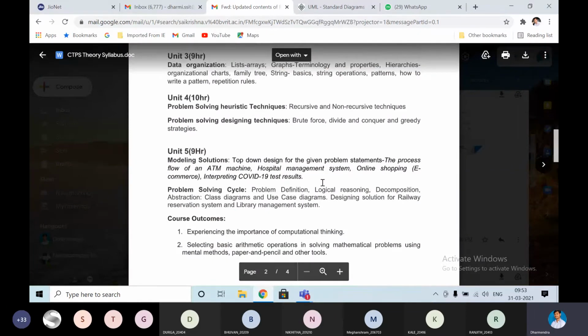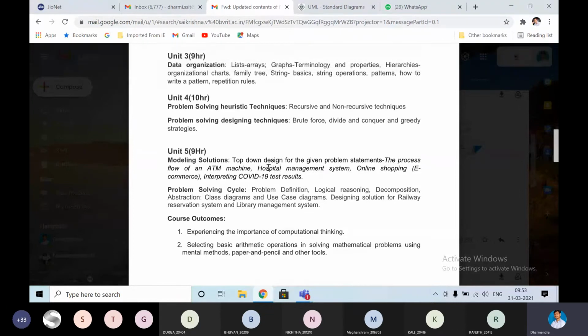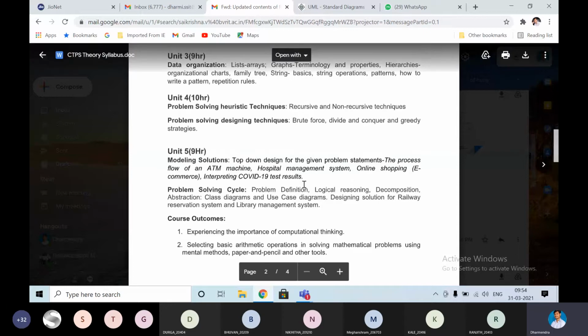Now, actually, in the 5th unit, you all should draw the diagrams for all these. ATM I have shown you. You must be able to draw the top-down design diagrams for ATM machine, hospital management, and online shopping. These 4 you must do.